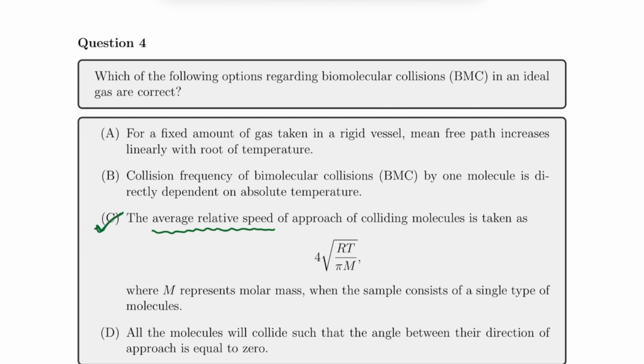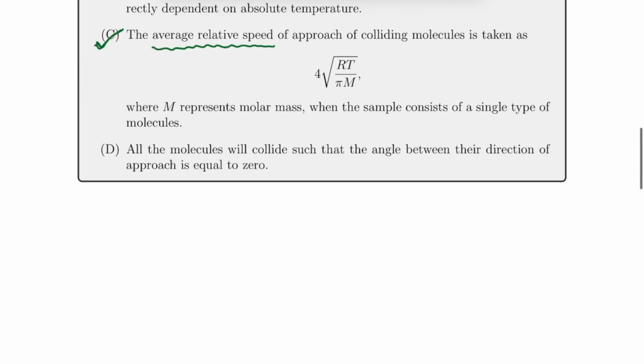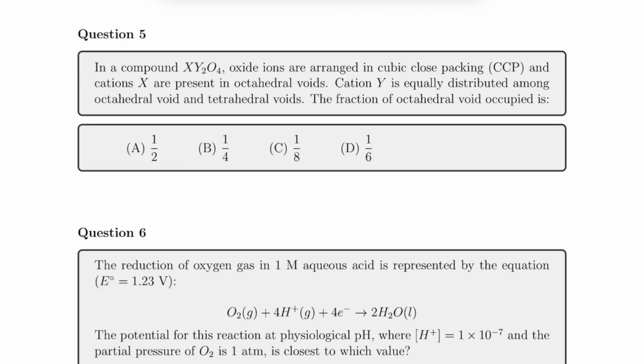And now in this paper, all these questions that I have taken are very simple as compared to my first 3 mock test papers. Now this question is from solid state and it is from tetrahedral void and octahedral void. XY2O4, oxide ions are arranged in CCP, which means the effective number of O2- ions, if I talk about it, would be 4, right? So over here, the right answer would come out as 1 by 2, again option A. So it's routine level stuff, and it can be solved easily.